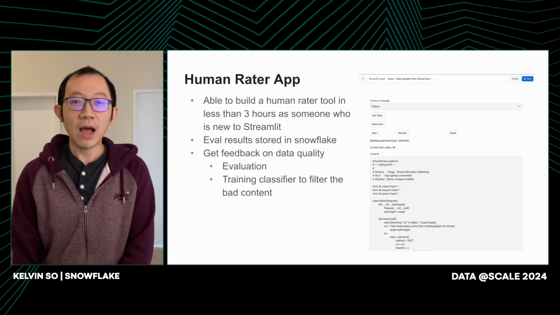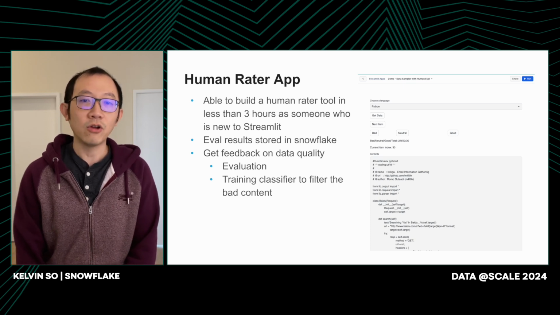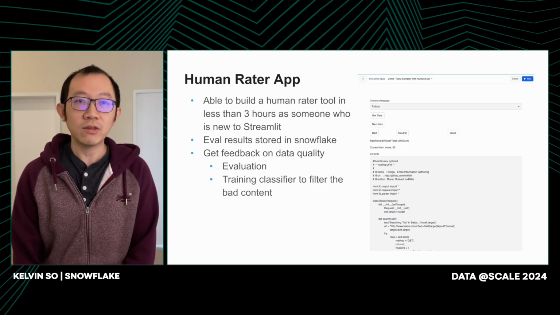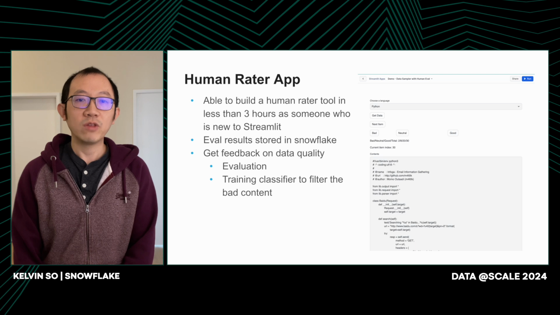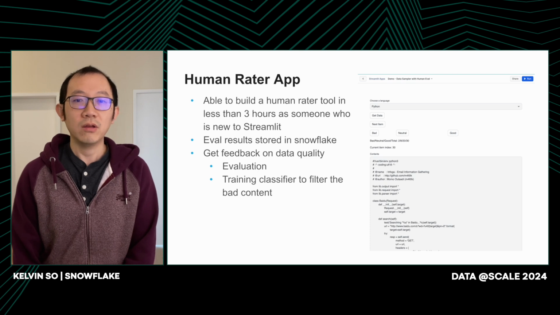In my past job, our team also built something similar, a human rater tool outside of Snowflake. Just doing a simple rater tool would take weeks with a small team. But with Streamlit, I was able to do this in less than 3 hours, even though I'm new to Streamlit. Of course, there's still quite a lot we can do to improve it into a fully functional human rater tool, but this is probably a good start for many people.